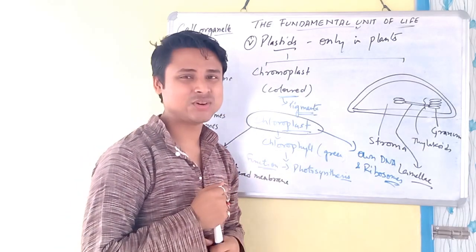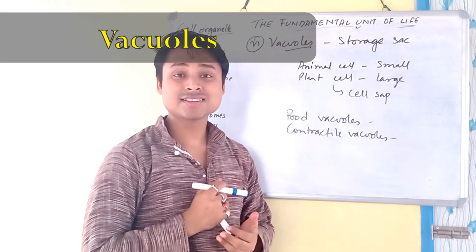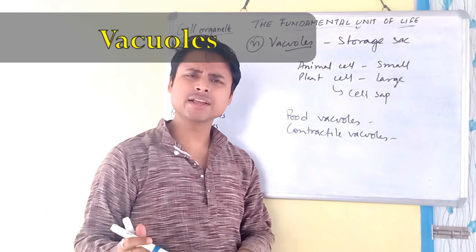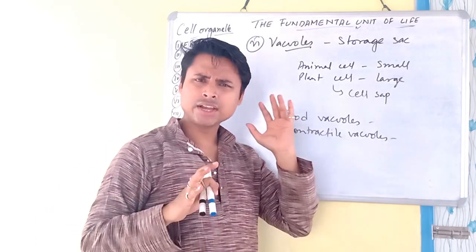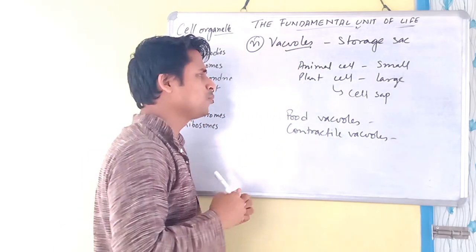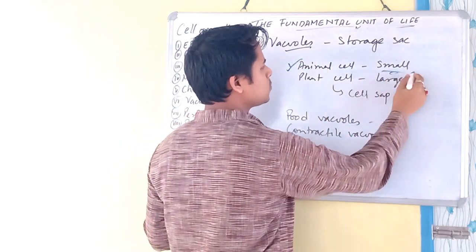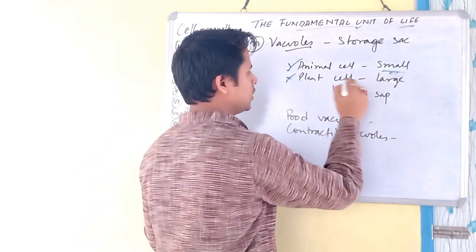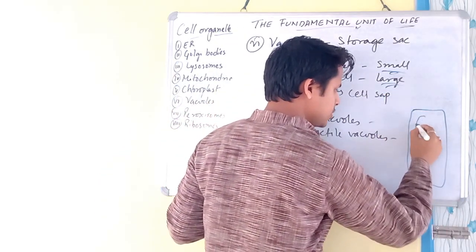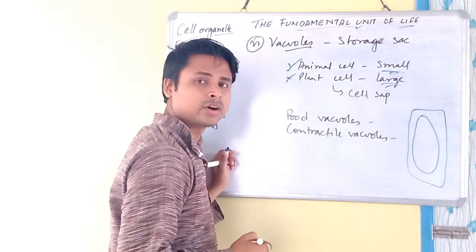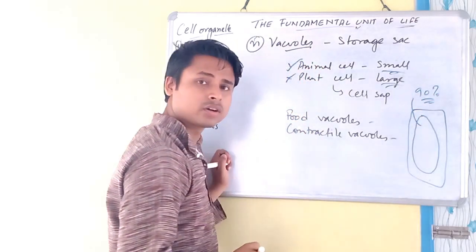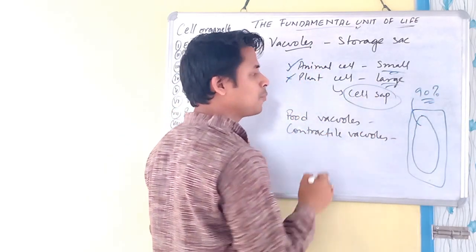Now we will move to the next one. The next one is vacuoles. Vacuoles are storage sacs. They just do storing. Whatever materials have to be stored, they are stored in the vacuoles. Generally it is present in every cell, but in animals it is very small in size. But in plants it is very large. If you see the structure of the plant cell, it has a central vacuole, and it is very large, taking around 90% of the space. It contains cell sap.